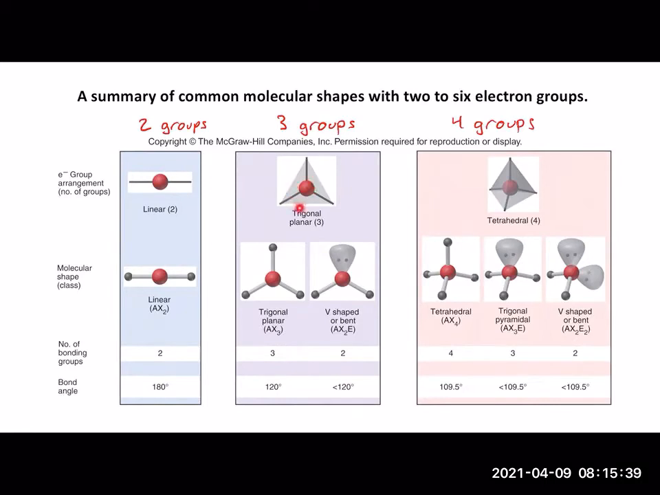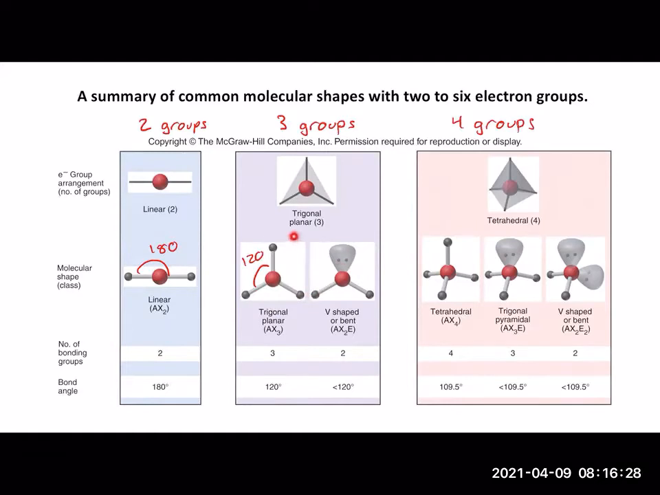Now it gets a little more interesting when we look at three groups. If I have three electron groups attached to that central atom, if they're all bonding groups, so I have three atoms attached to it, I have something called trigonal planar. And the angle between all of these is 120. And then if I replace one of those atoms with a lone pair, now I have a V shape or bent shape. And the angle is slightly less than 120 because of that lone pair repulsion.